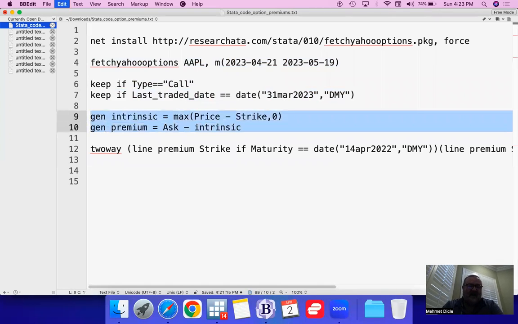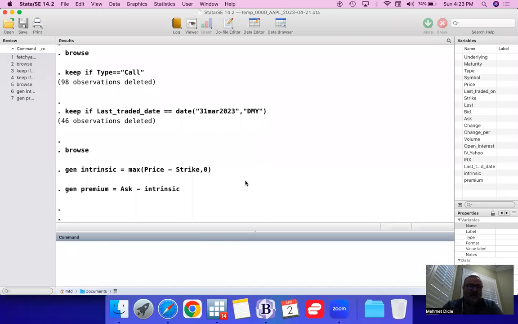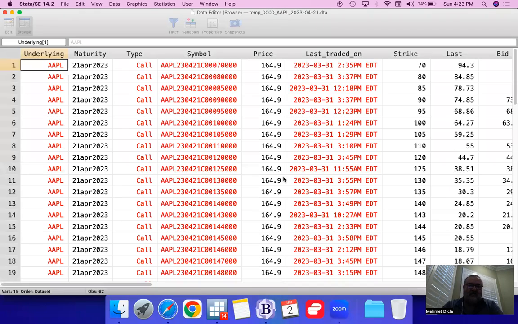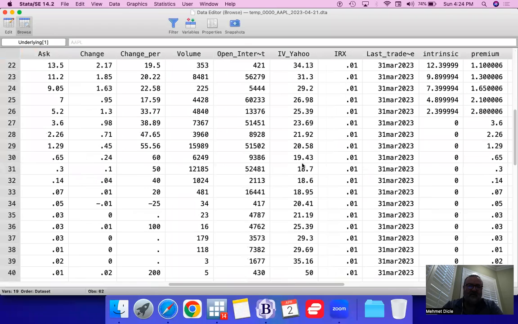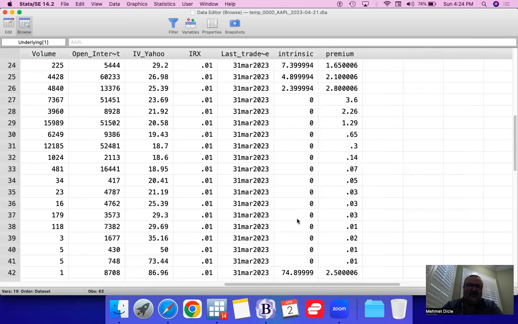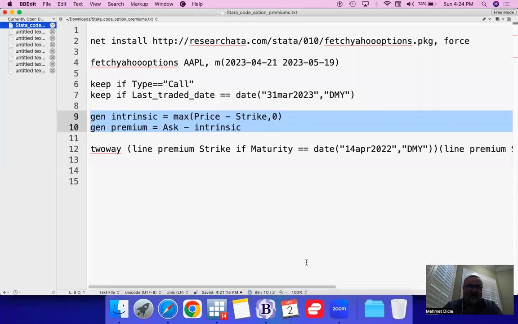So let's calculate these two variables, and we get no errors, so that's good, and we had no problems generating this. In fact, let's take a look. If you look at the last two, you see the intrinsic value and the premium right there, and notice how the intrinsic value can actually get to zero simply because we would not accept a negative value.